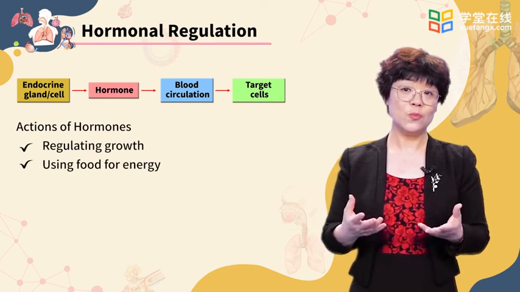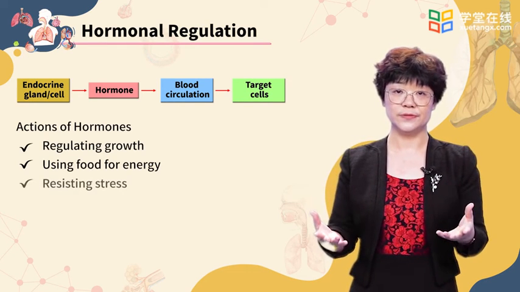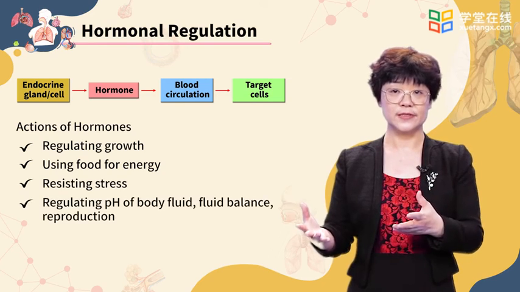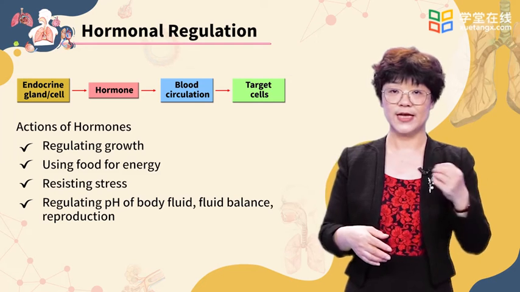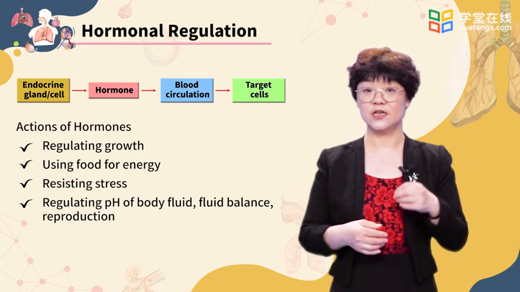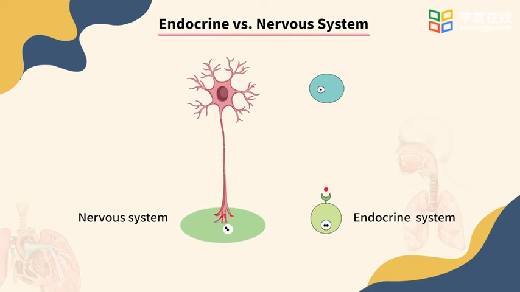In general, hormones help to regulate growth, the use of food to produce energy, resistance to stress, the pH of body fluids, fluid balance, and reproduction. Details will be discussed in Chapter 11 of this course. The nervous system and endocrine system are the two major regulating systems in the body. They work together to respond to the changes in external and internal environment. They do whatever is necessary to maintain homeostasis.